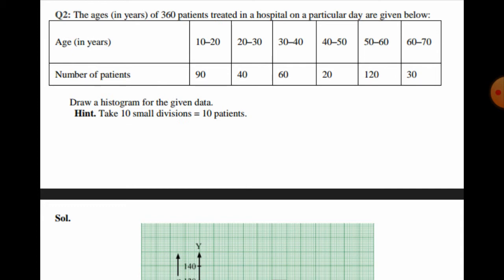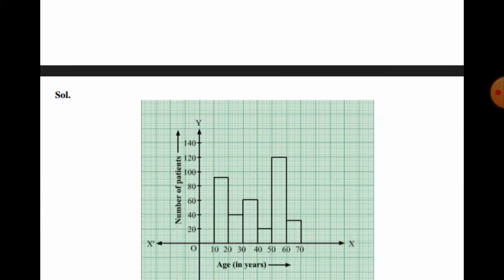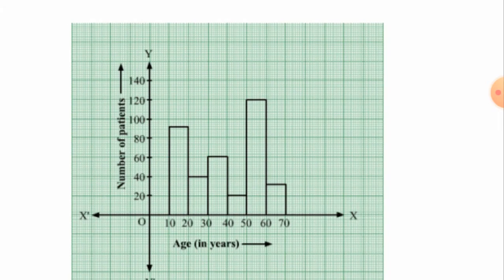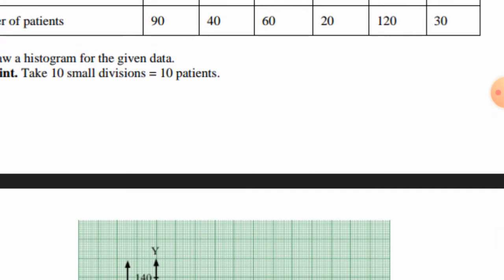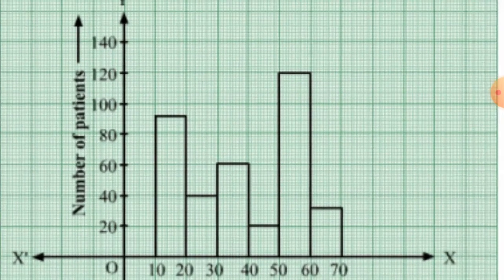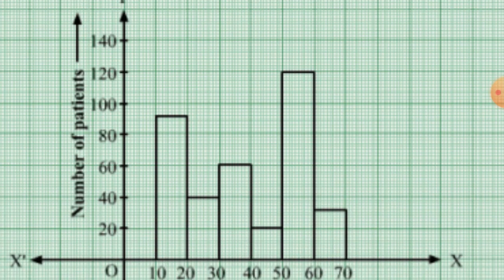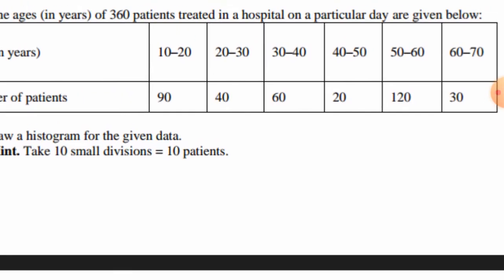In this, draw a histogram for the given data, and it is given that 10 small divisions equal 10 patients. So for representing it as a histogram we will make it like this, on graph paper. On the x-axis we will take age in years, and on the y-axis we will take the number of patients. Now for the class interval 10 to 20, the total number given is 90. So here the bar will be formed between 80 and 100, so it is 90.